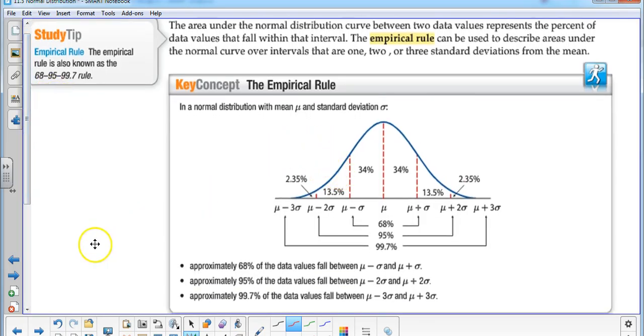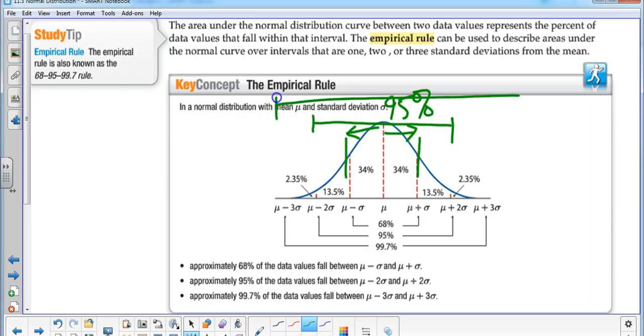This is known as the 68, 95, 99.7. Do some of you remember doing this before? Yeah. Okay. So one standard deviation either way will contain 68% of the area under the curve, or 68% of the data. If you go out 2 standard deviations, it's 95%. If you go out 3, it's 99.7, which is almost 100%.